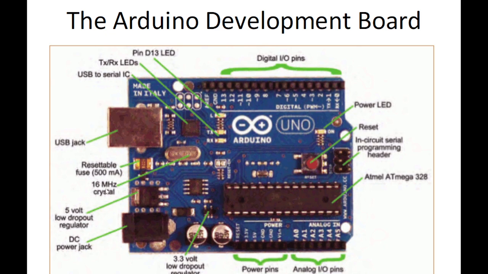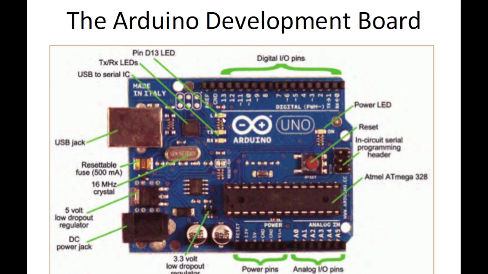As you can see, this is a 16 megahertz crystal here. This is kind of the hard clock for the CPU, and this is the USB to serial IC. What this particular IC does is, when you connect a USB cable here, because of this IC, you will see a COM port on your device manager or device list, or inside Arduino IDE, you will see this as a COM port.